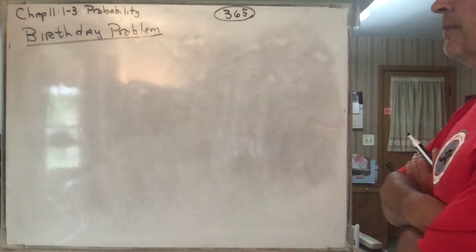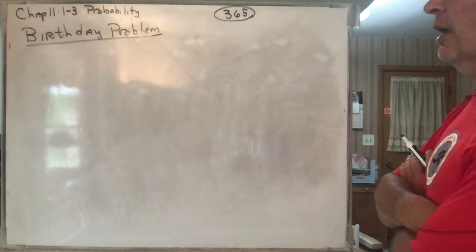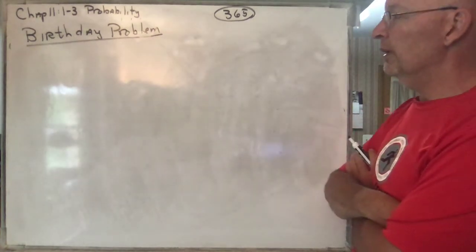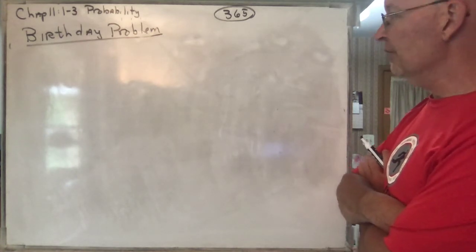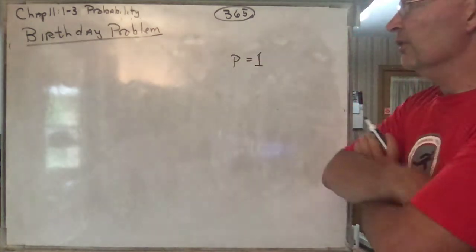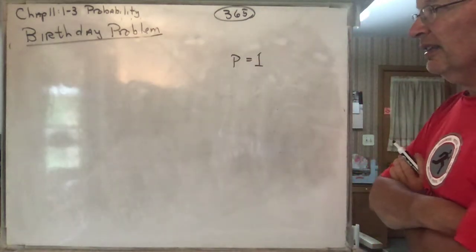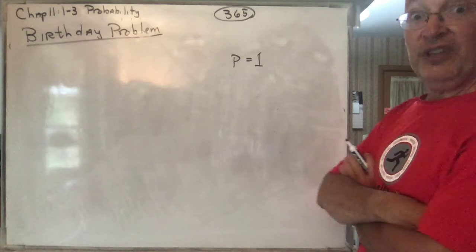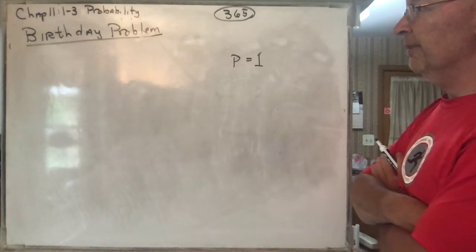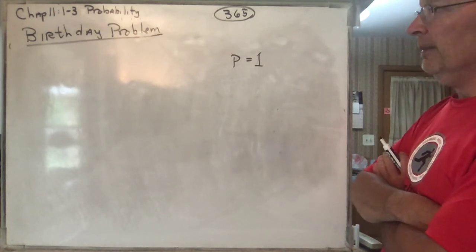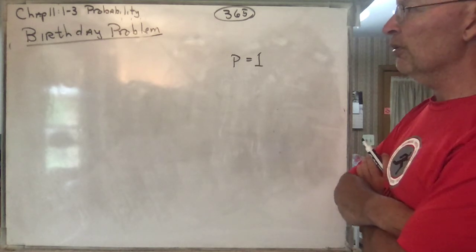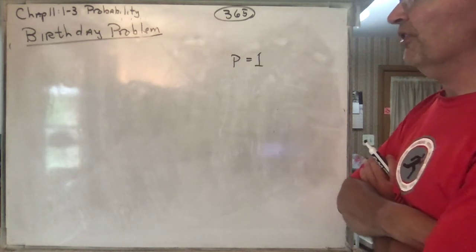Here's the question. How many people do you need to have in a room before you can be absolutely certain, that is, the probability is equal to 1, absolutely certain that there will be at least 2 people with the same birthday? Don't worry about the year, just the same birthday. How many people need to be in the room before you can be absolutely certain that there are going to be 2 people with the same birthday?